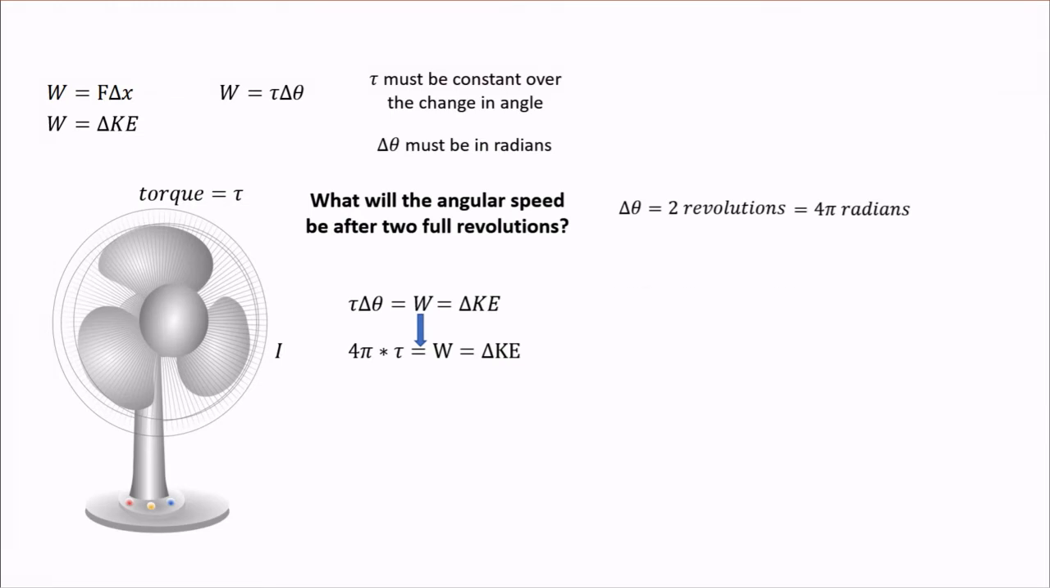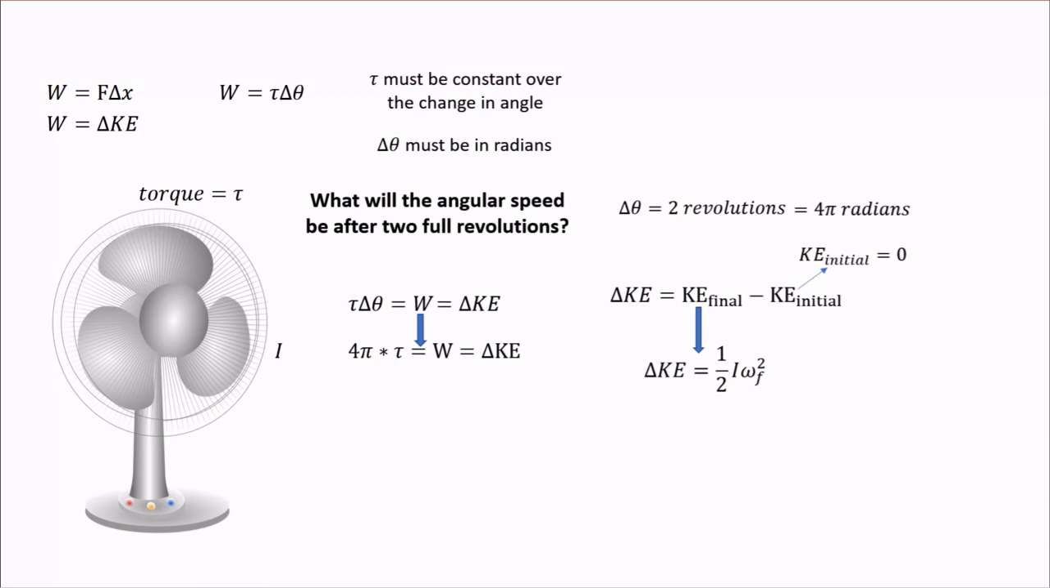Now, the change in kinetic energy is the final kinetic energy minus the initial kinetic energy. Since initially the fan is not moving, the initial kinetic energy is 0. So the change in kinetic is 1/2 times I times omega final squared, where omega final is the angular speed after the 2 full revolutions.